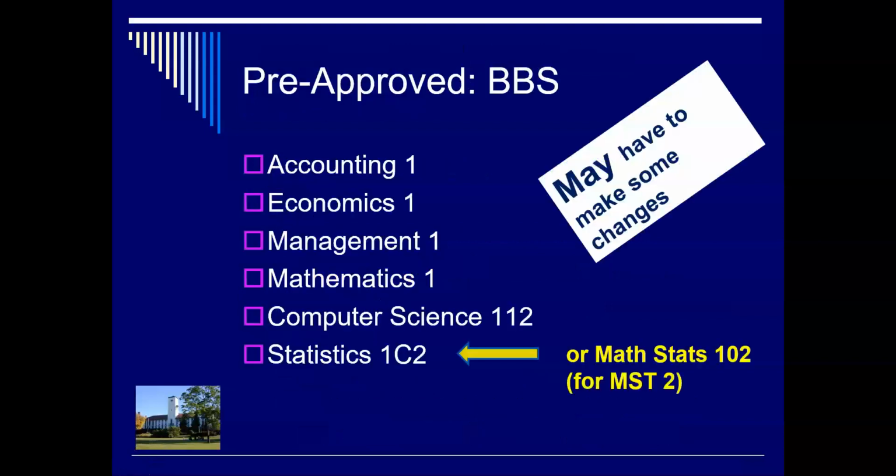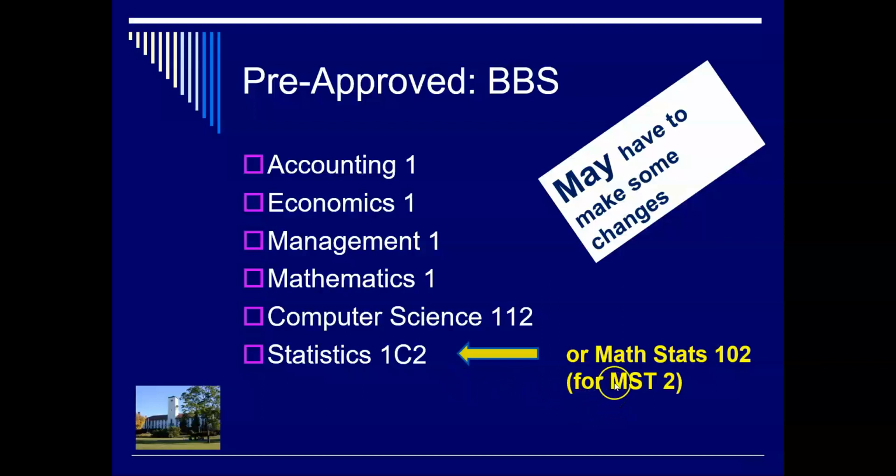So let's have a look at the pre-approved Bachelor of Business Science. What I've put on your record is that I think that you're going to want to do Accounting 1, Economics 1, Management 1, Mathematics 1, Computer Science 112, and Statistics 1C2. Well, the truth of the matter is that you're going to be required to do all of those with the exception of Statistics 1C2, where you do have a choice. So there is a choice related to Statistics 1C2, and it is in reference to what you might be doing next year.